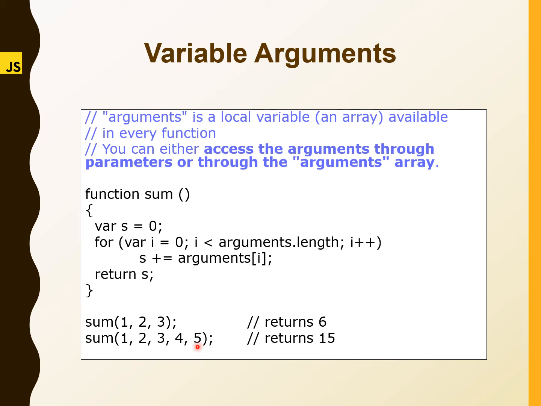So here 5 arguments are passed to the corresponding sum function. What happened is that these 5 arguments are copied to an array called the arguments array. Using a for loop, we traverse through the arguments array, all the elements are summed up, and the final result is produced. So 1 plus 2 plus 3 plus 4 plus 5, a total of 15. After executing this for loop, the function will return a value 15 to the caller.